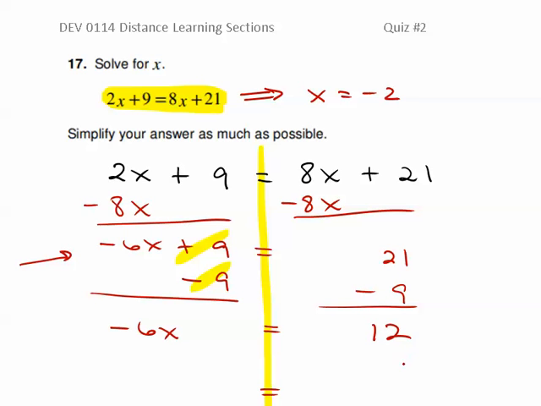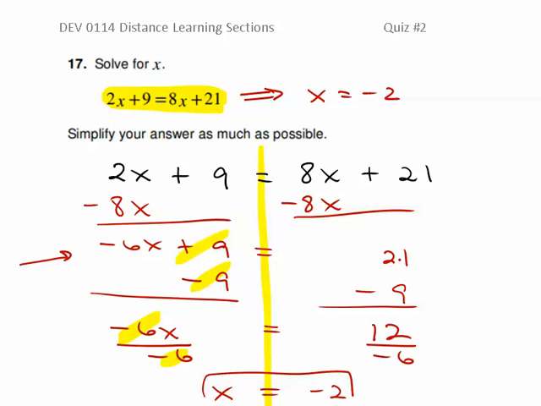So now that we have the variable term and the constant term on opposite sides of each other, we can now get rid of that negative 6. Now be careful. When we say negative 6x, we're saying negative 6 times x. So the opposite of multiplying by negative 6 is division by negative 6. If you think about negative 6 divided by negative 6, that's positive 1. Positive 1 times x leaves us with x. On the right-hand side, 12 divided by negative 6 is negative 2. So we got the same answer by moving the variables to the left-hand side instead of the right-hand side.